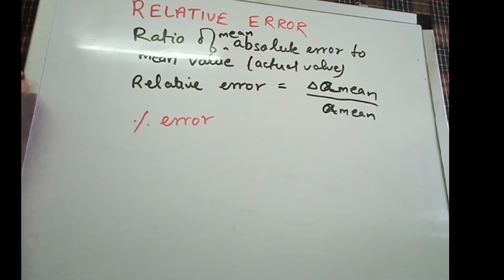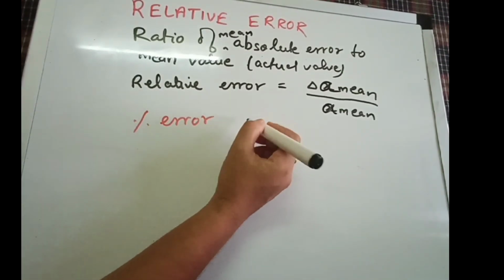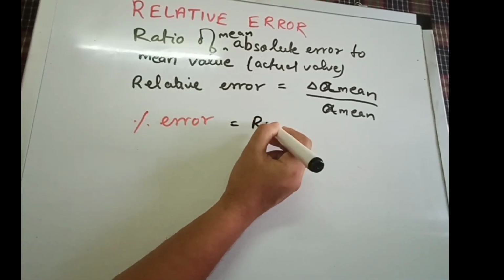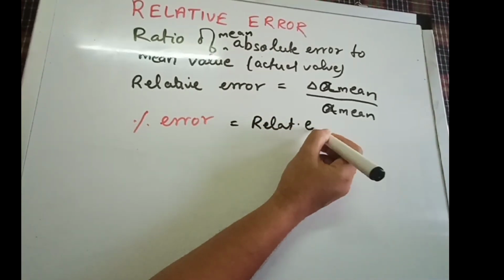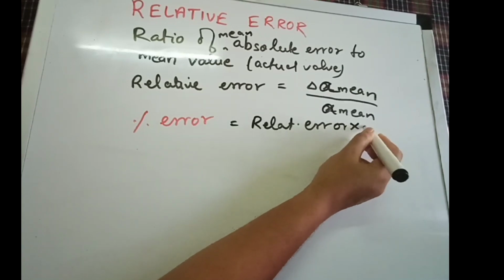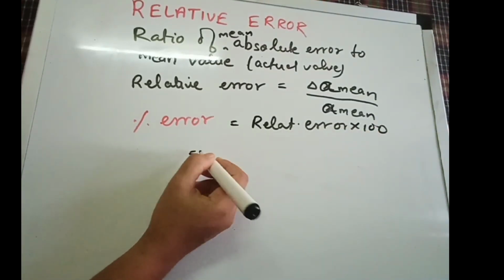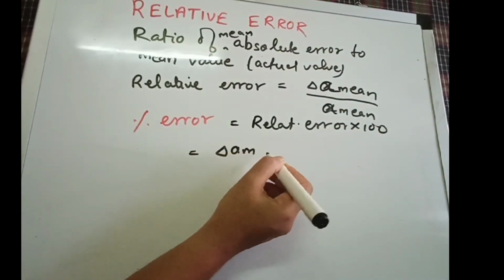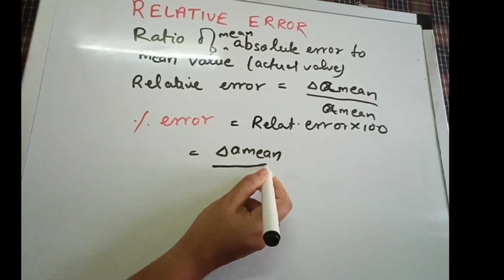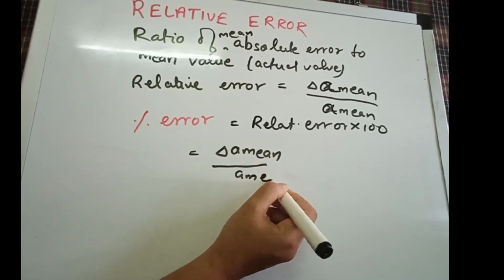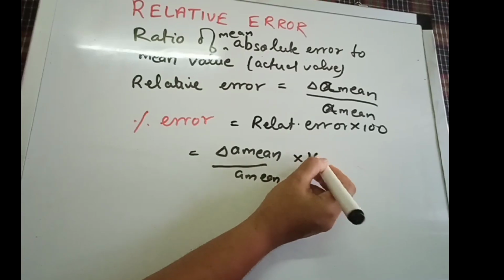Another one is percentage error. Percentage error is nothing but the relative error multiplied by 100. So the formula for percentage error is relative error multiplied by 100. You will get the percentage error, how much percent error is present in the reading. So this becomes delta A mean divided by A mean, multiplied by 100.